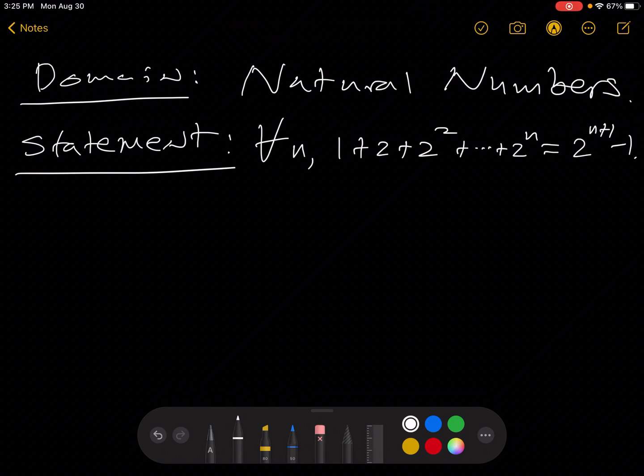As I have done in the previous example, I'm going to first just talk about the three statements that are important to us for a proof by induction, and then in the next video I'll prove this statement by induction. Our domain here is the natural numbers. Remember, the natural numbers are different than the positive integers because they start at 0.